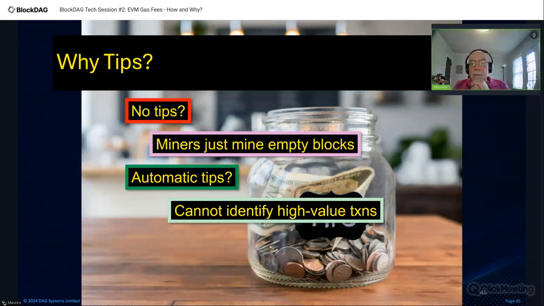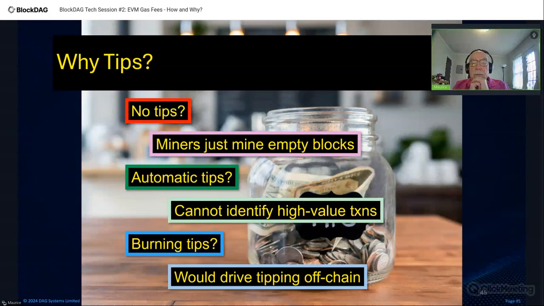We could calculate tips automatically. I could say it's a flat 10% tip. In the United States, if you go to a restaurant with more than 6 people, then the restaurant will add an automatic tip. If you do that, though, then you lose the ability to identify high-value transactions. And it also opens up a kind of denial of service attack, where if I know that you're desperate to execute a transaction, I can flood the mempool with low-value transactions.